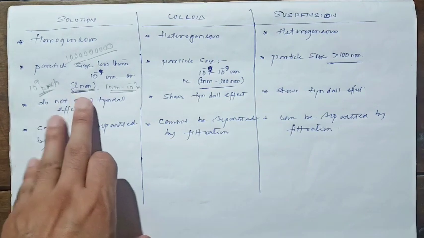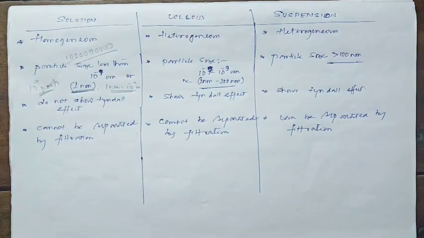1 nanometer equals 10 raised to power minus 9 meter. Now, coming to colloids, a heterogeneous mixture, the particle size is more than 1 nanometer and less than 100 nanometer.